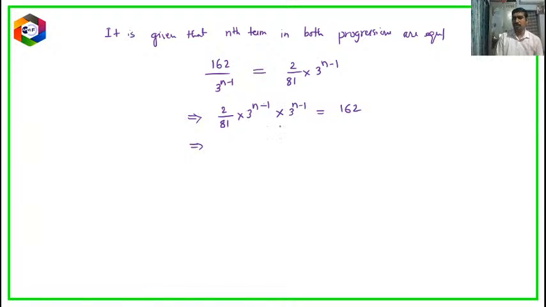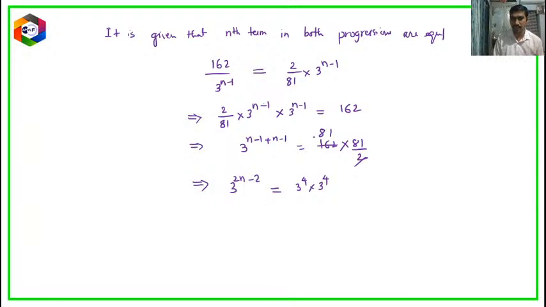3 power n minus 1 into 3 power n minus 1, which will be 3 power n minus 1 plus n minus 1, which is equal to 162 into 81 by 2. So now this is 2 81s, 2 1s. Now this will be equal to minus 1 minus 2n and 2n. So therefore 3 power 2n minus 2 is equal to 3 power 4 into 3 power 4. Why? Because 3 power 4 is 81. Okay children, once again you can simplify as you wish, I am just explaining one method, that's all.